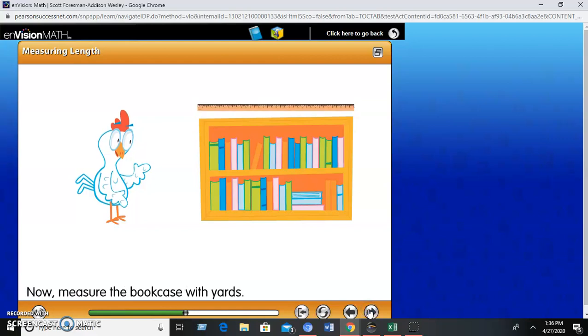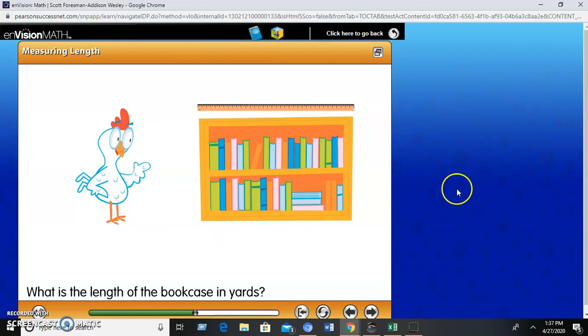Now measure the bookcase with yards. How many yards did we use? What is the length of the bookcase in yards? How many yards is that? 1. The bookcase is about 1 yard long.